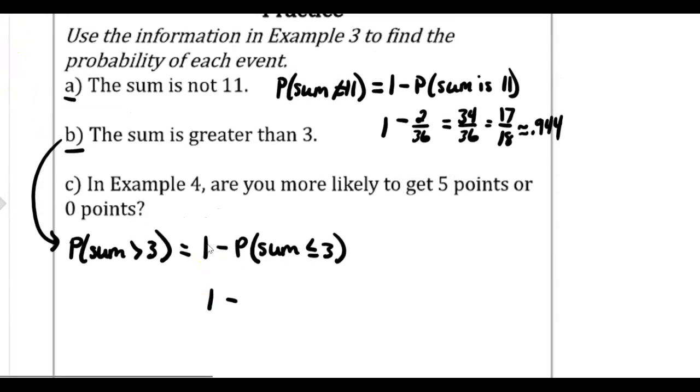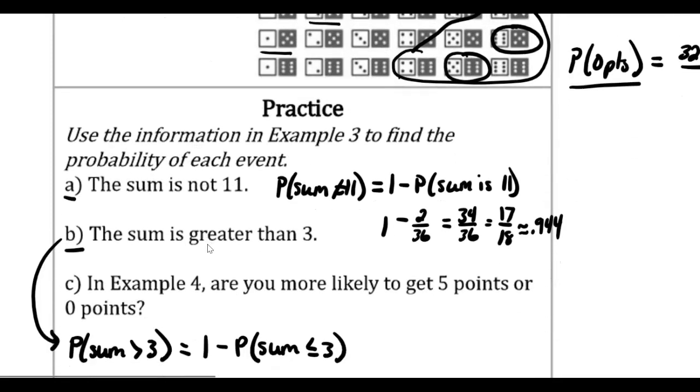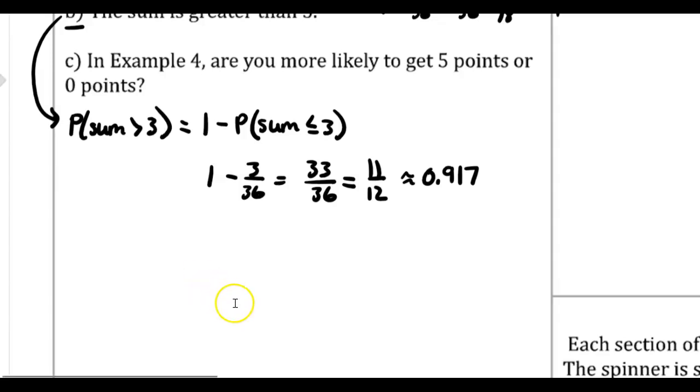All right, so we're looking for the sums that are less than or equal to 3. So that happens here. It's 2, this is 3, and 3. So that happens 3 times. So it'd be 1 minus 3 out of 36, which would leave us with 33 out of 36. Always reduce it. I get 11 out of 12. And that is about 0.917, or about a 92% chance of getting a sum that is greater than 3. And I think using that table is really helpful.